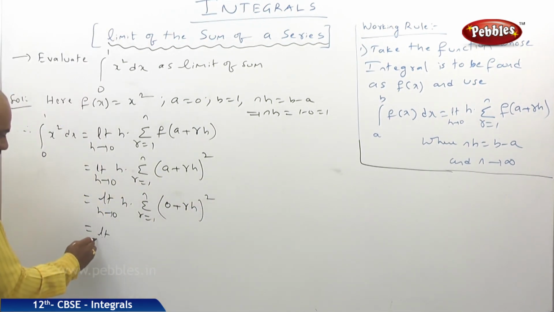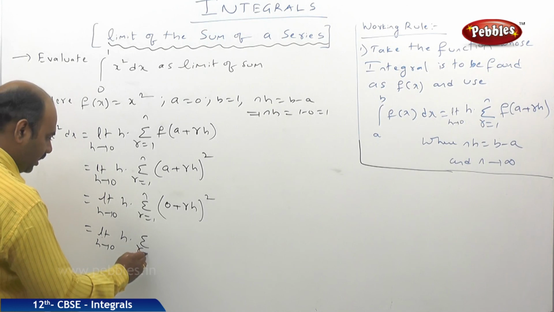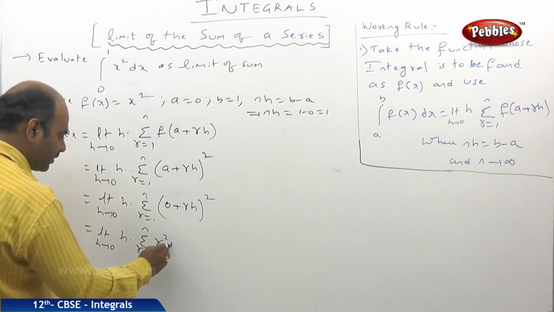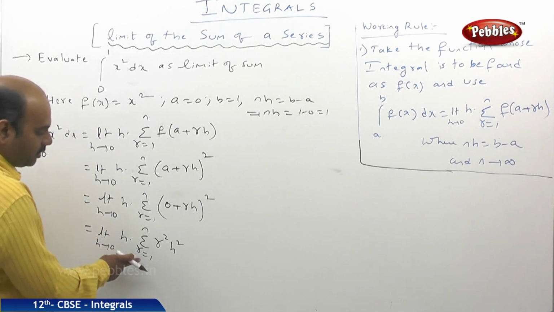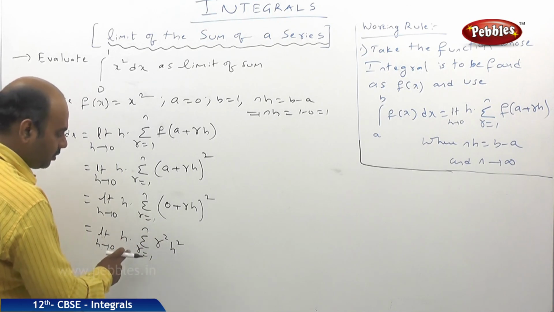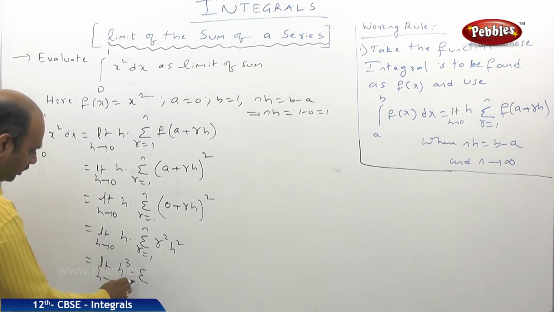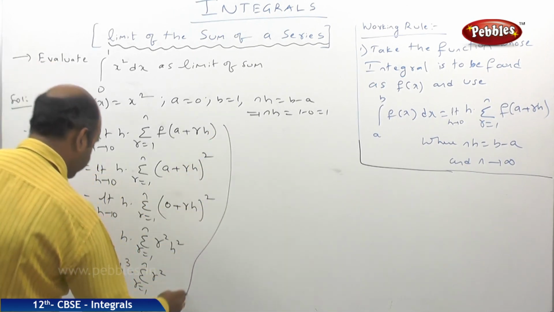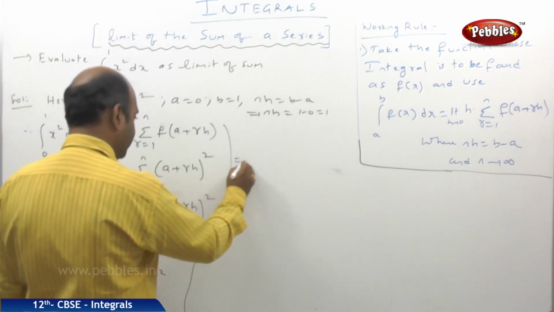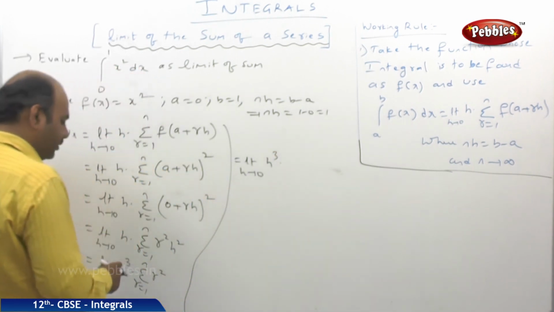So what happens, limit h tends to 0 h into summation r is equal to 1 to n r square h square we are getting. As we are doing summation with respect to r, h square comes outside and there remains h cube. So limit h tends to 0 h cube into summation r is equal to 1 to n r square.